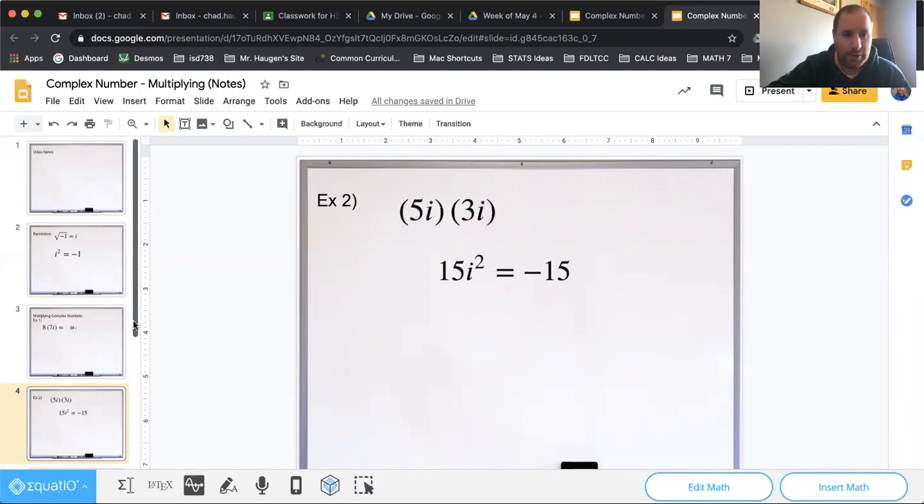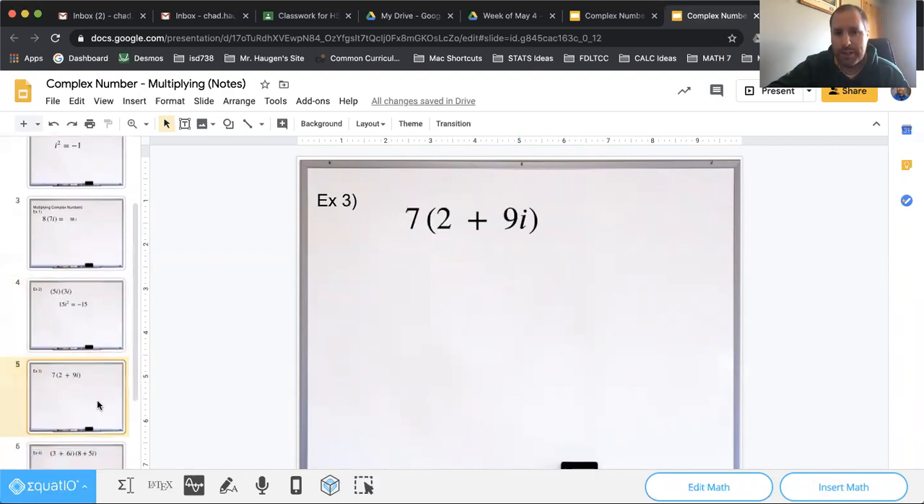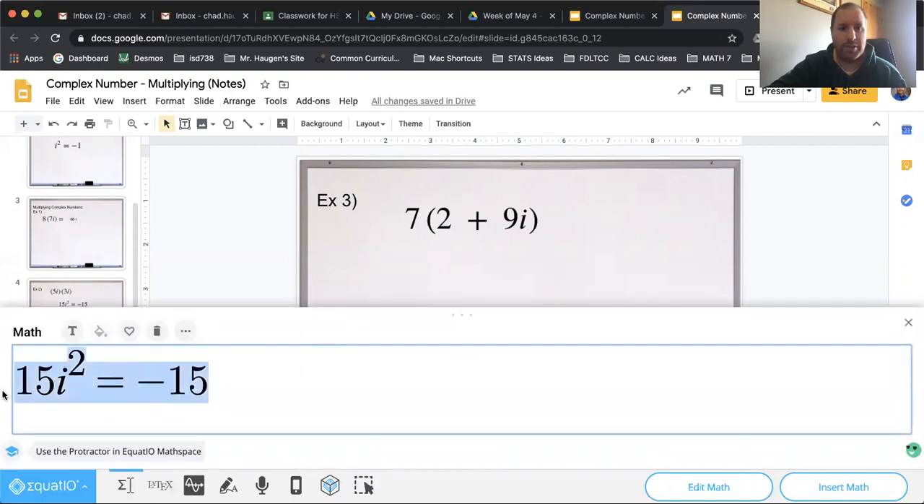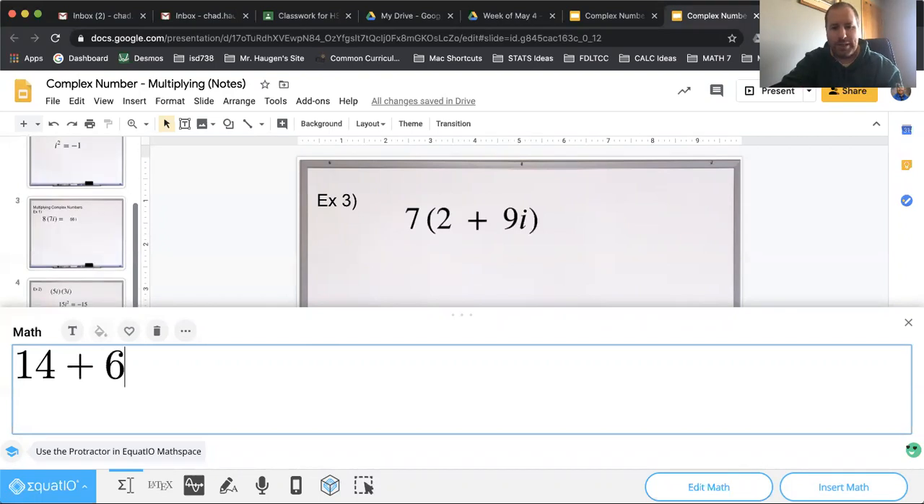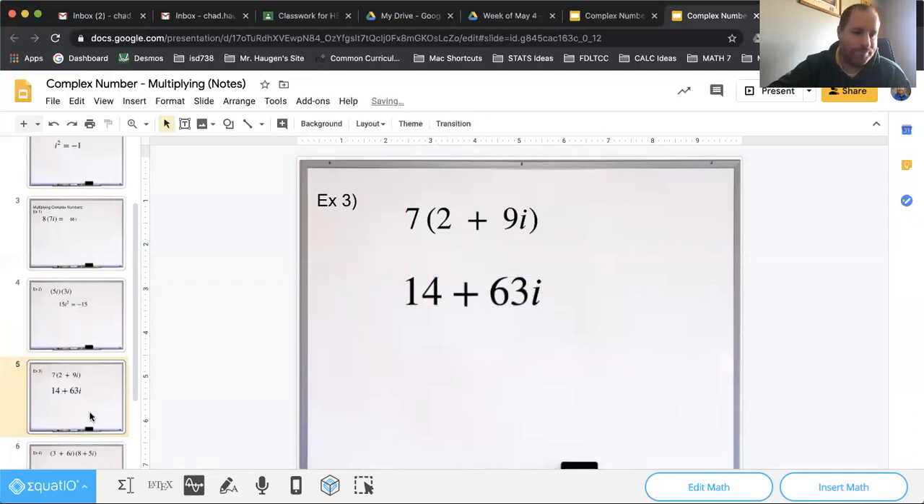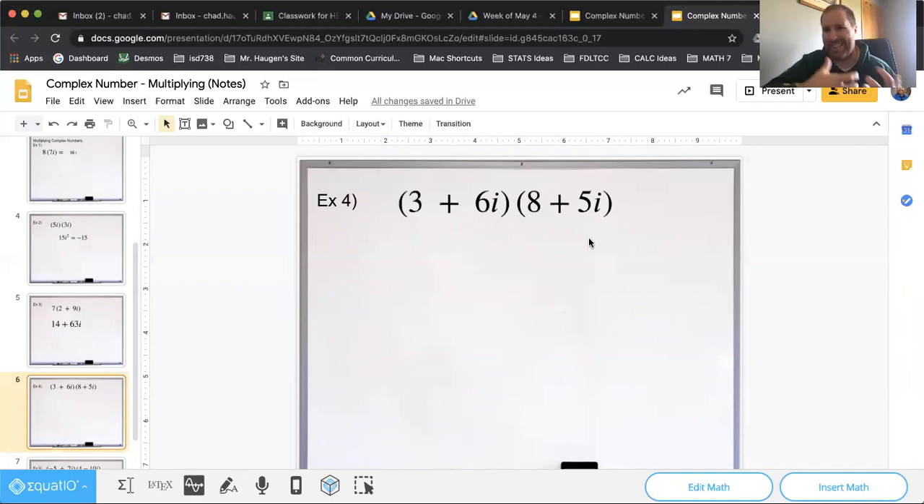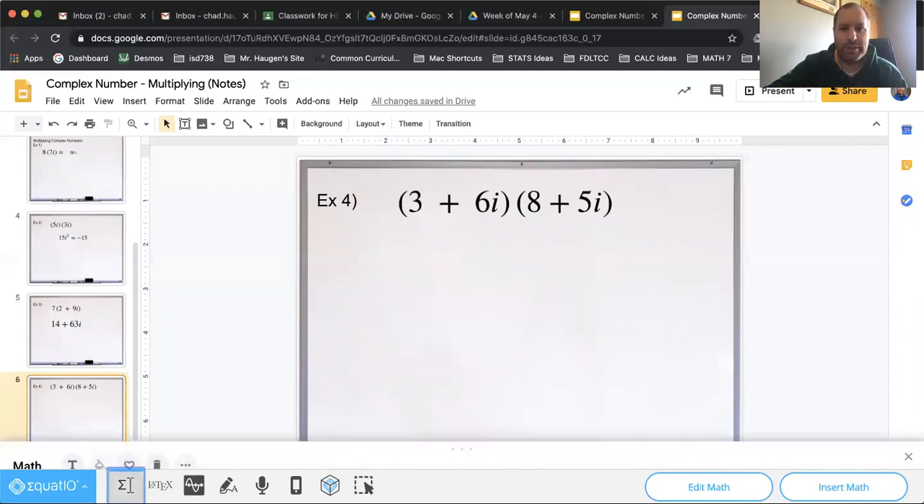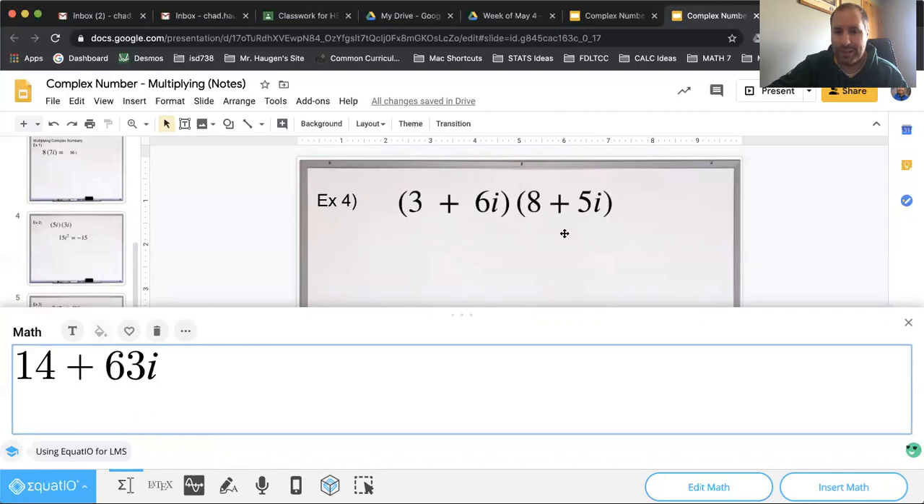Still not too bad. We can distribute stuff just like we normally would. Here we do our 7 times 2, that's 14, plus 7 times 9i. Nothing too bad with that as long as there isn't any extra i stuff. We multiply that just like we normally would. But here's the main thing of what we want to get to today, is our distributing throughout.